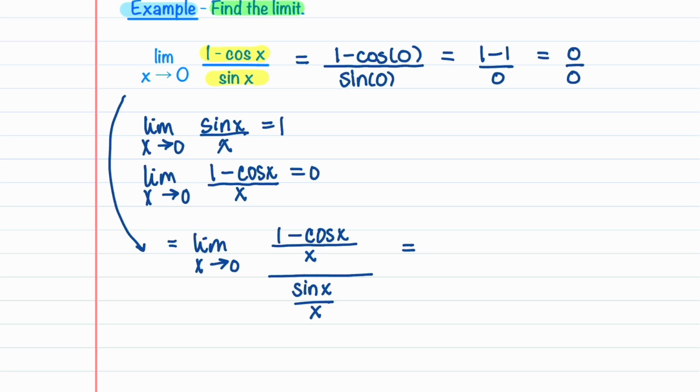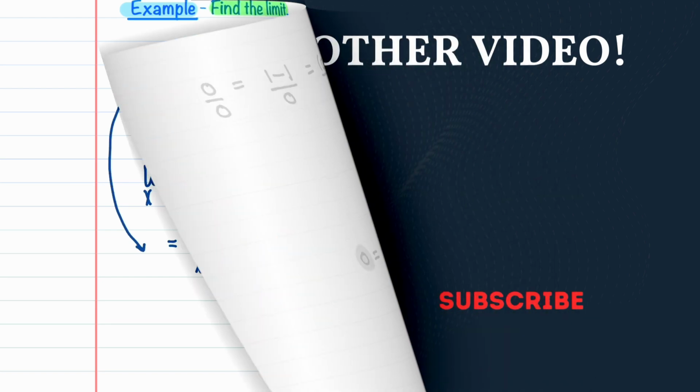You can see then that our top limit, 1 minus cosine x over x, is going to go to 0. So let's just put an arrow here. That goes to 0. And then our limit on the bottom is going to go to 1. So we'll say that goes to 1. So our answer is 0 over 1, which is 0. And that's what our limit equals.